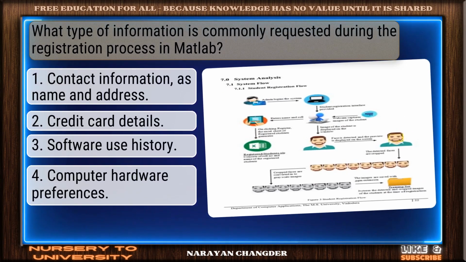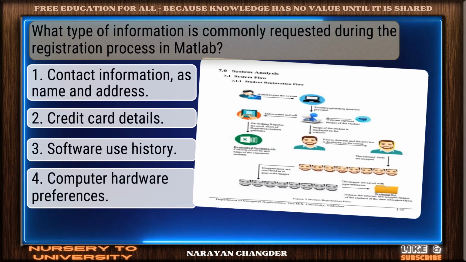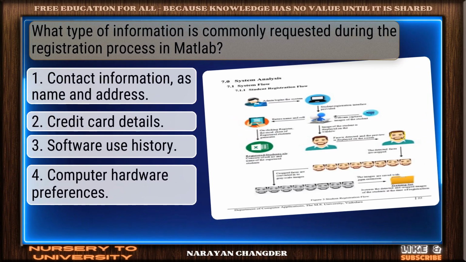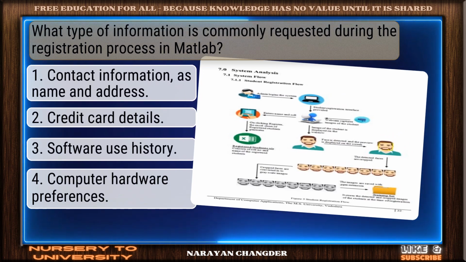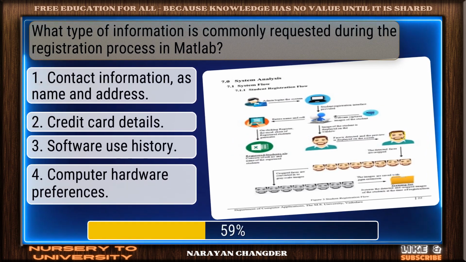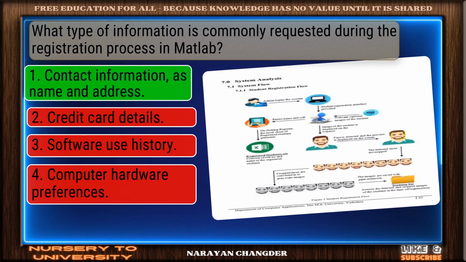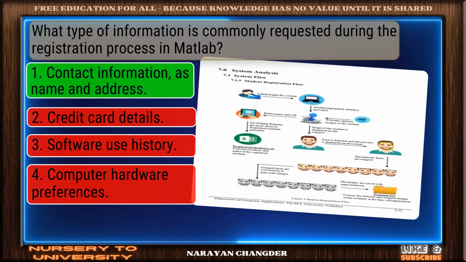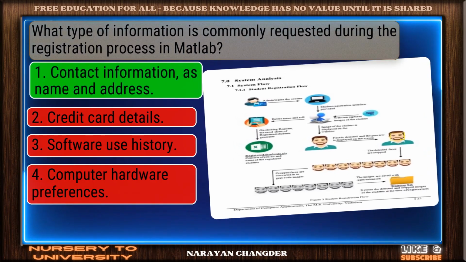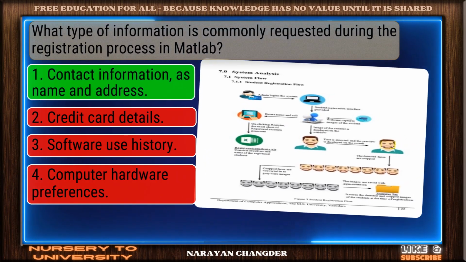Question number 15. What type of information is commonly requested during the registration process in Matlab? On track. Contact information such as name and address is the correct answer.